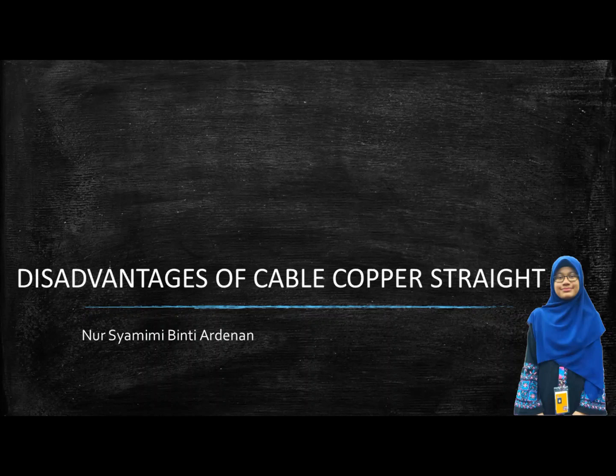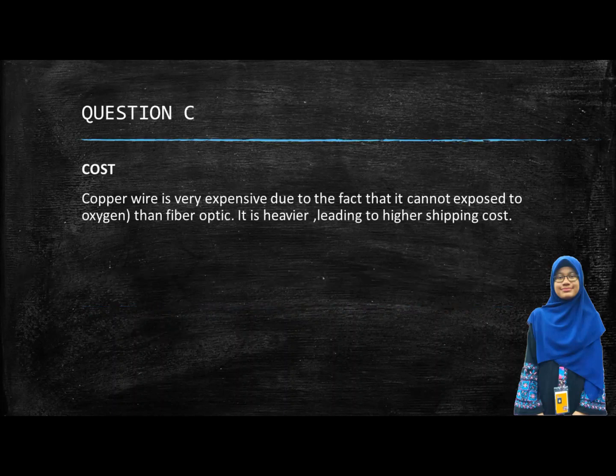So my point is the disadvantages of copper straight cable. The first factor is the cost. Copper wire is very expensive due to the fact that it cannot be exposed to oxygen, unlike fiber optic. It is heavier, leading to higher shipping costs.